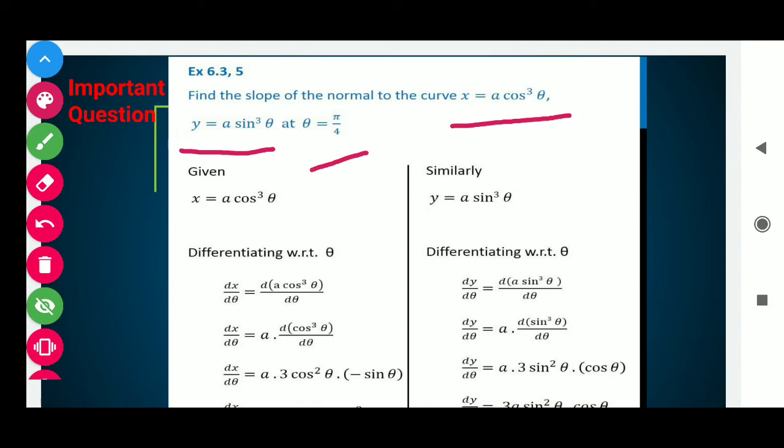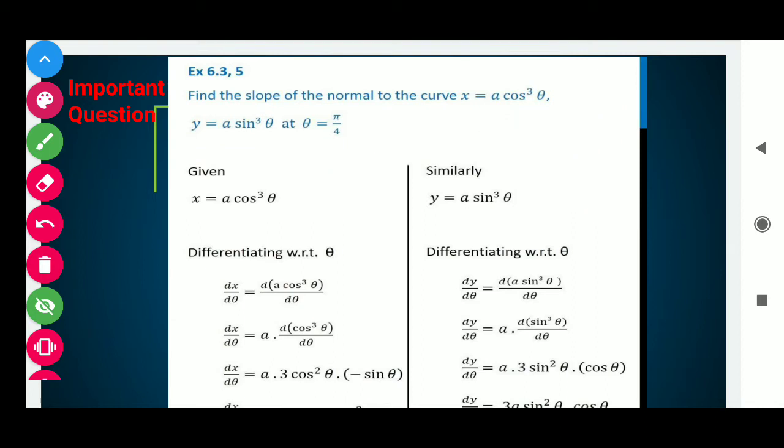What is normal? Normal is perpendicular to the tangent at the point of contact. आप देख सकते हैं students, if I draw a curve and here I make a tangent, and normal is what? It is perpendicular at the point of contact. So students, that is the perpendicular. We can also say that orthogonal.